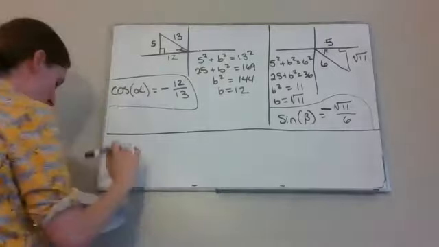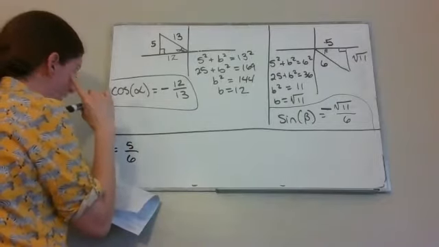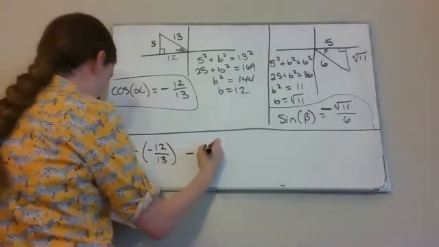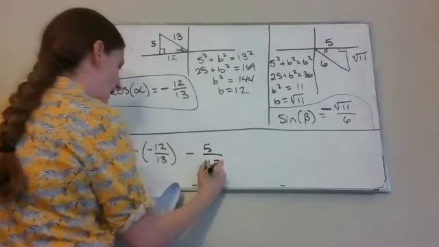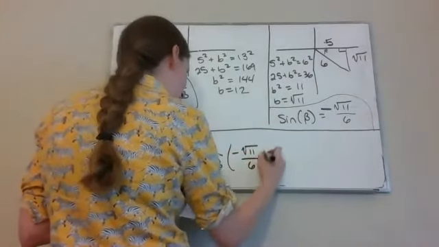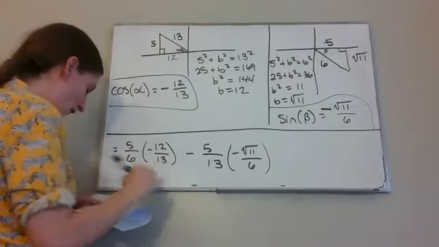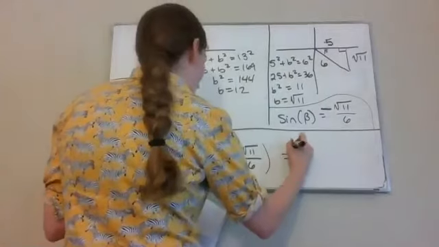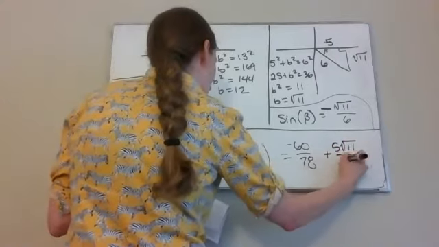So where we were at, we had our 5, 6, and then I need my cosine of alpha, which is negative 12 over 13. And then I had my 5 over 13 for sine alpha, and my sine beta is negative square root of 11 over 6. So now I can simplify this. In the denominators, I have 13 times 6, which is 78. So I have a negative 60 over 78 plus 5 square root 11 over 78.